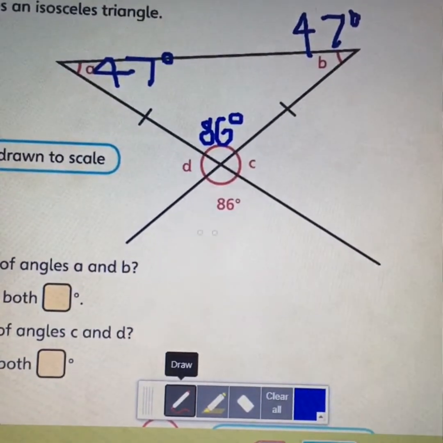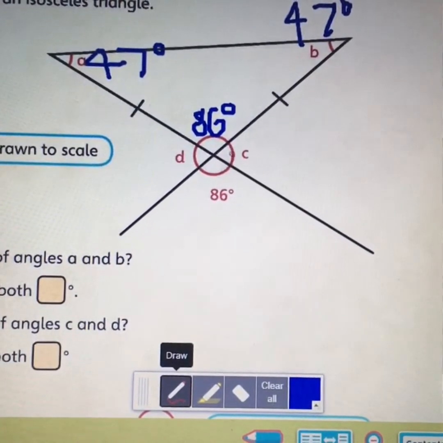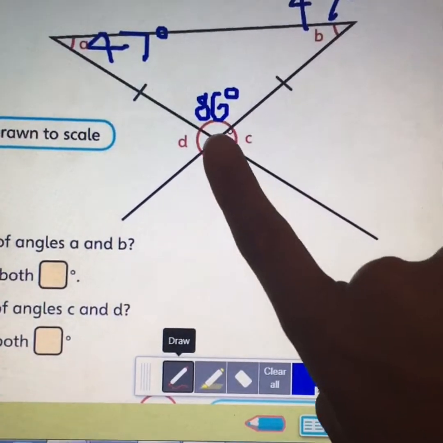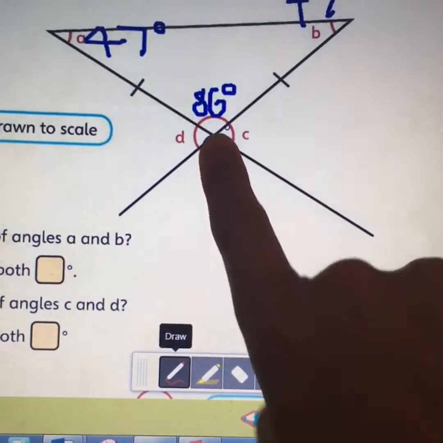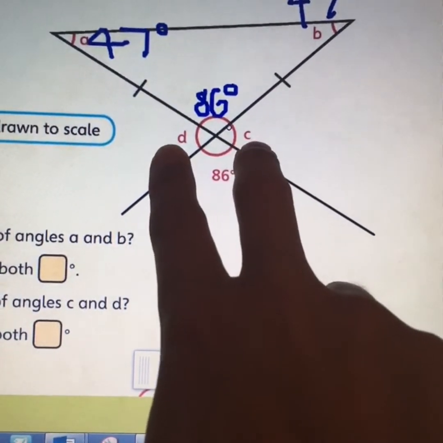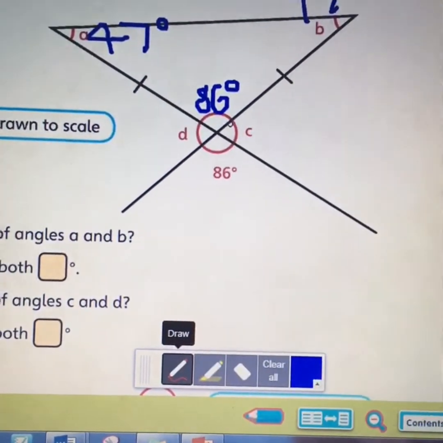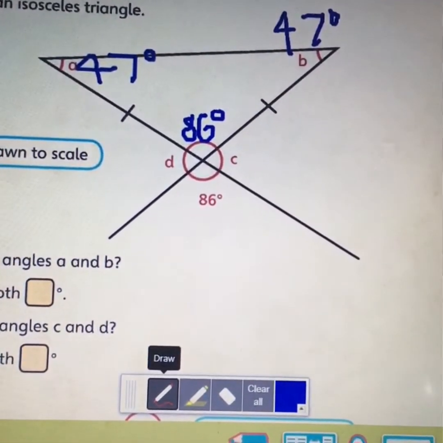Right, now I'm going to have a look at this section here. So this is 360 degrees. I'm going to do 360 degrees, take away 86 and take away the other 86, and I'm left with 188 degrees. So I know that C and D together add up to 188. These are equal, so 188 divided by 2 should be 94 degrees. Well done if you got those right.